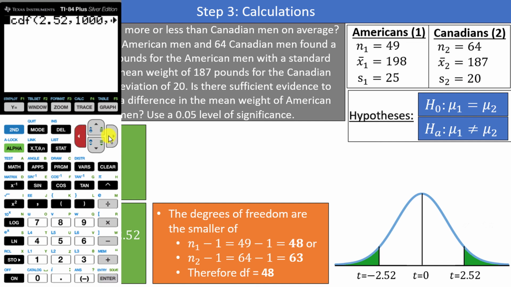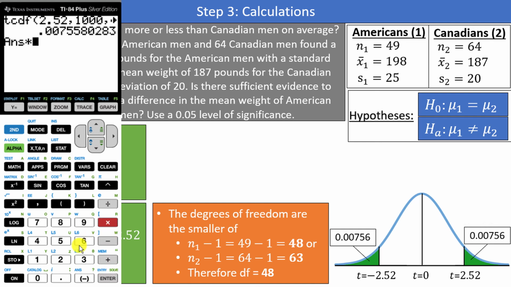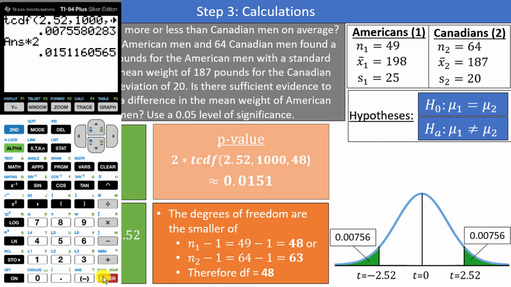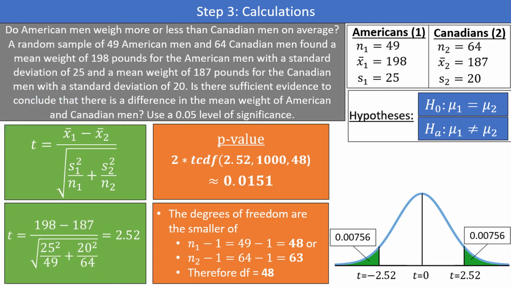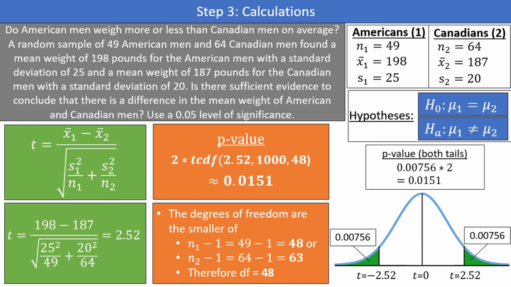On a TI-83 calculator, match this output. TCDF 2.52, 1000, 48. Press enter and we get about 0.00756 rounded, which is the area in each of the two tails. The combined two-tail area is this number multiplied by 2, which is 0.0151 and is our p-value. This is also the combined area in the two tails.